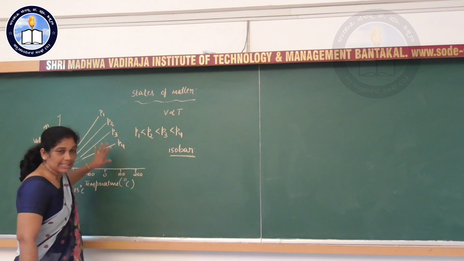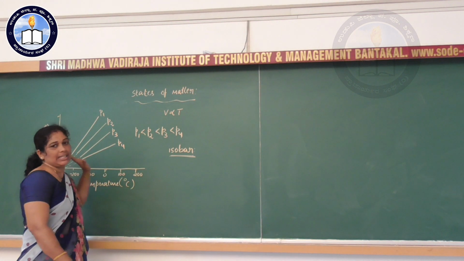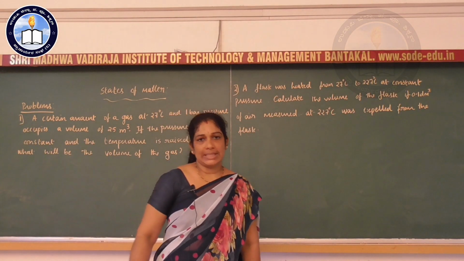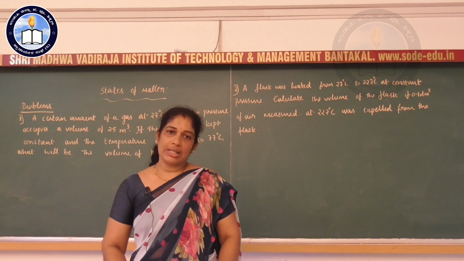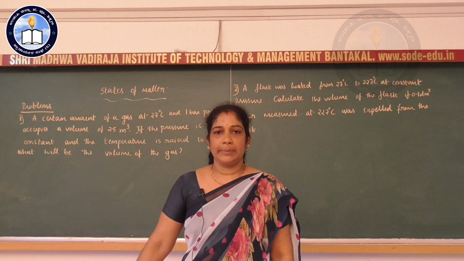But here four pressures are there, but for each one a constant pressure. Each line is a constant pressure. Now let's solve some problems about Charles law. We know that according to Charles law, volume is directly proportional to temperature at constant pressure.